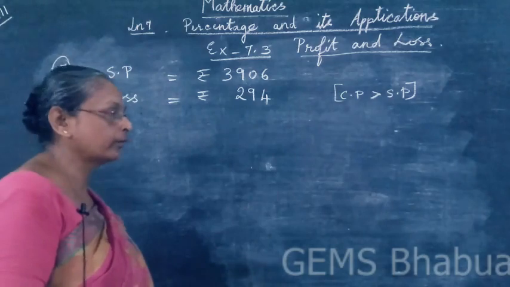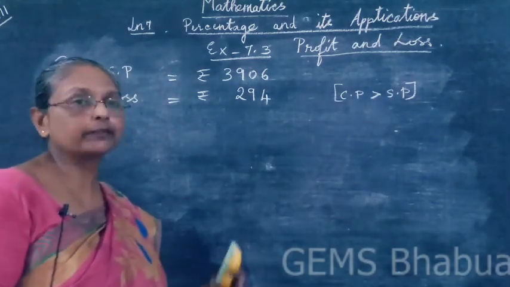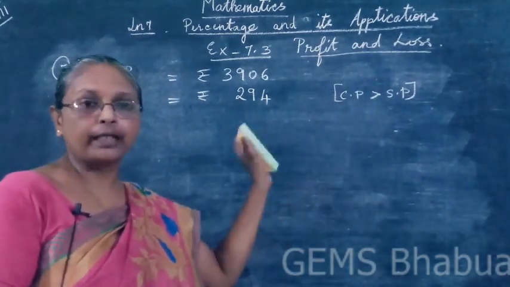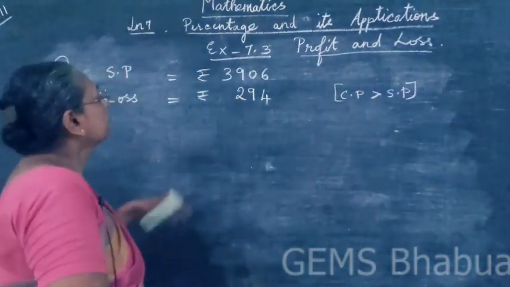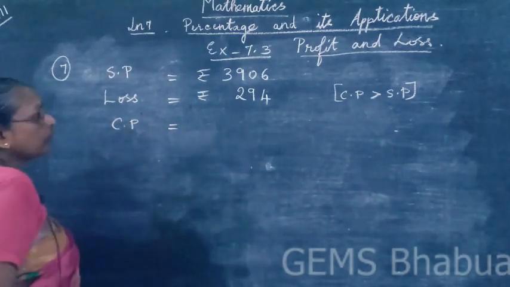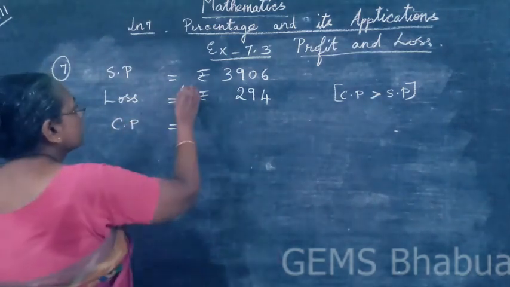If you go back to formula also, you can find out from the basic formula, loss is equal to CP minus SP. From that formula also you can find. But this is very easily, you can logically think and find out. CP is more, therefore we have to add.